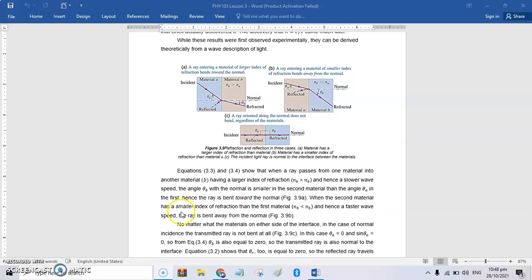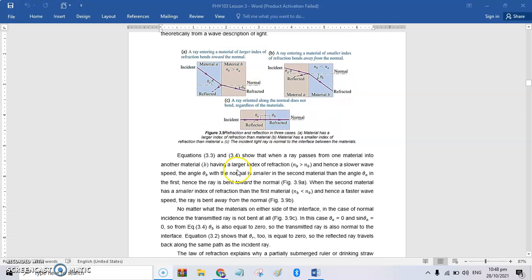When the second material has a smaller index of refraction than the first material and hence a faster wave speed, the ray is bent away from the normal. Again, this is our normal line. No matter what the material on either side of the interface, in the case of normal incidence, the transmitted ray is not bent at all.